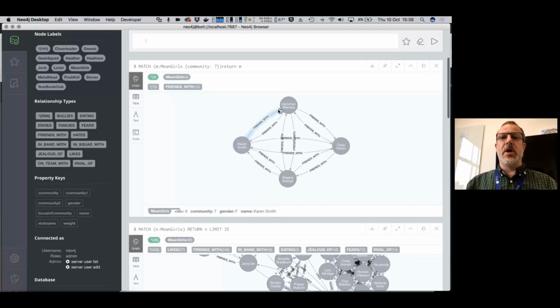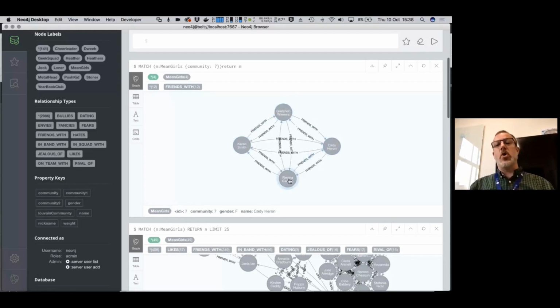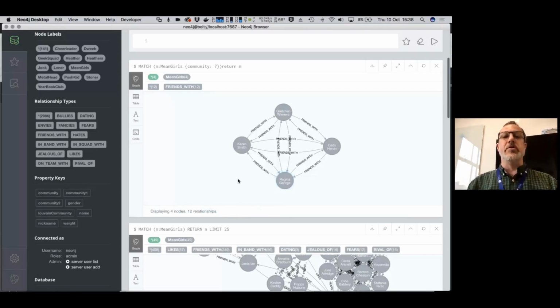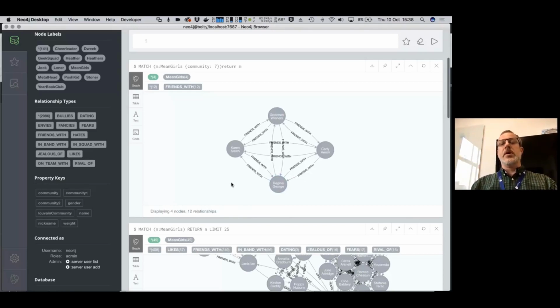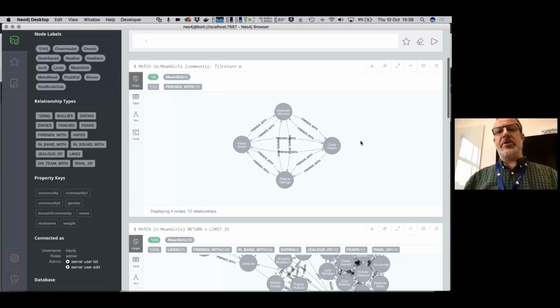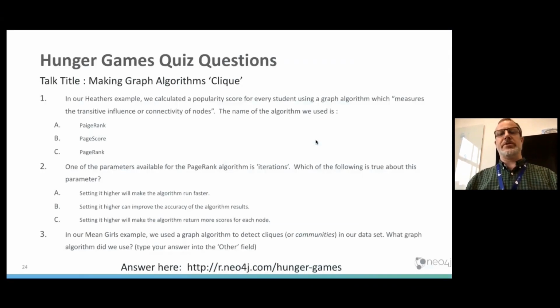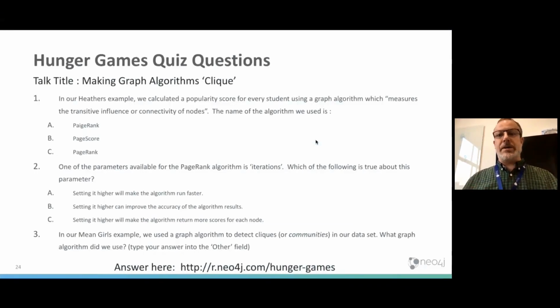Again, this is quite a small data set, a small example, but if you can imagine doing this against millions of nodes, if you're a retail store, maybe looking to create communities of people based not just on some kind of metric like their age or their gender, but based on their physical connections. It's quite an interesting way of leveraging the graph to build a view of communities in your graph. So with that, here are the Hunger Games questions again.